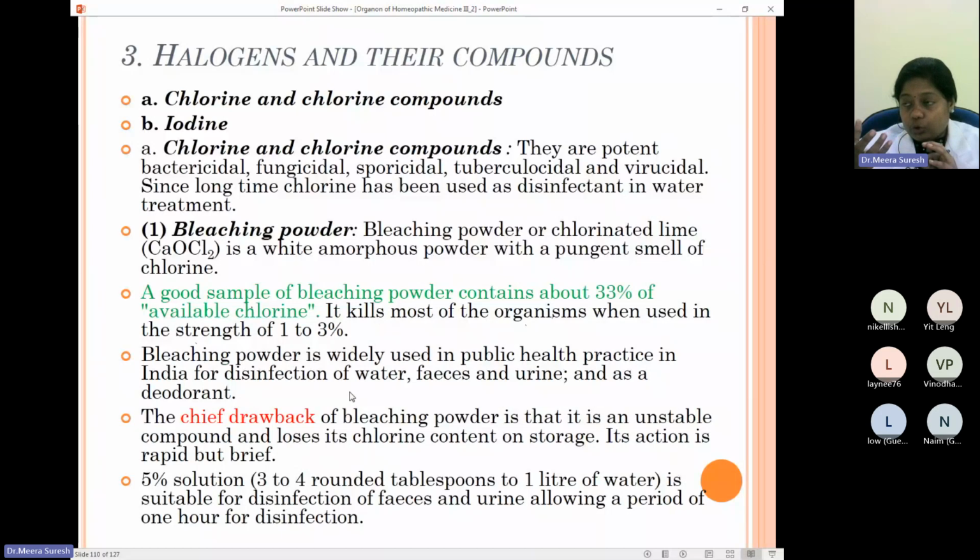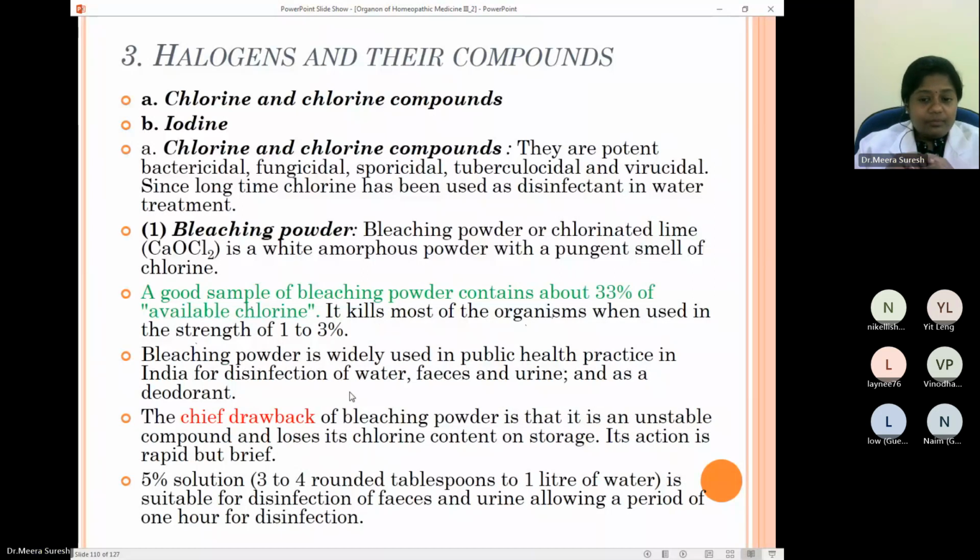After calculating the amount that is required, they will be putting it and then use that water for this disinfection purpose. Even when someone passes away and we remove that dead body, after that the house will be cleaned with this bleaching powder. So like that, we use that.